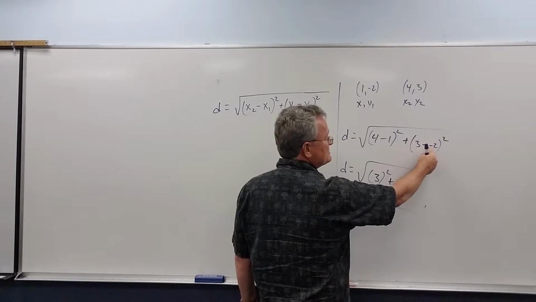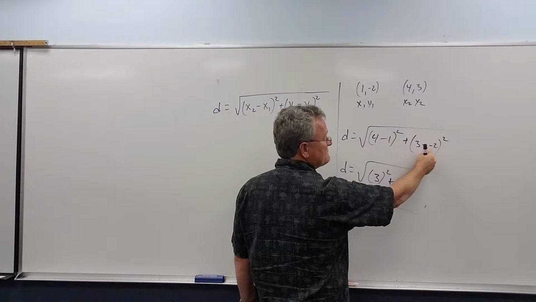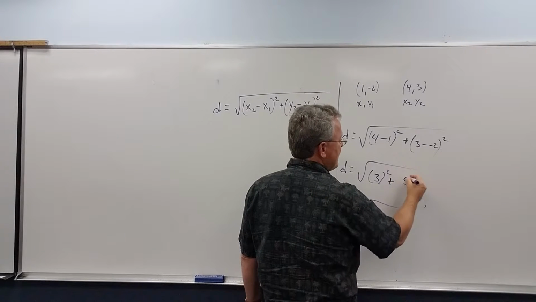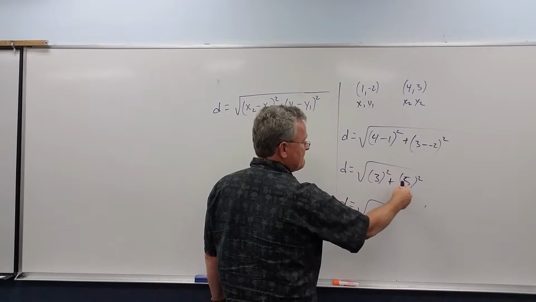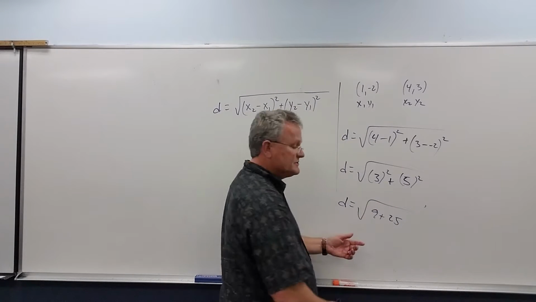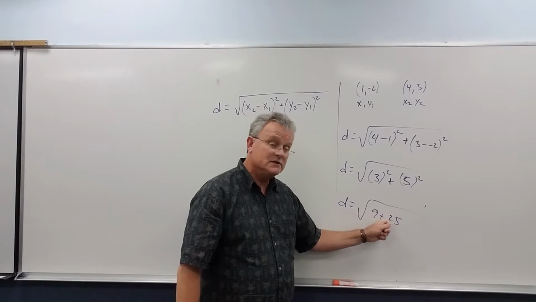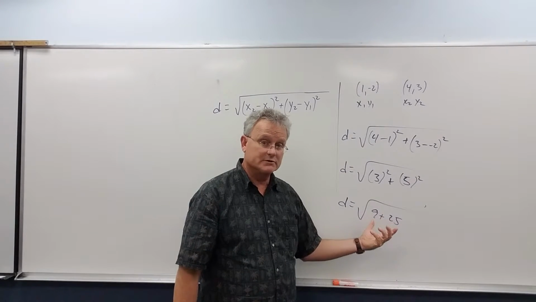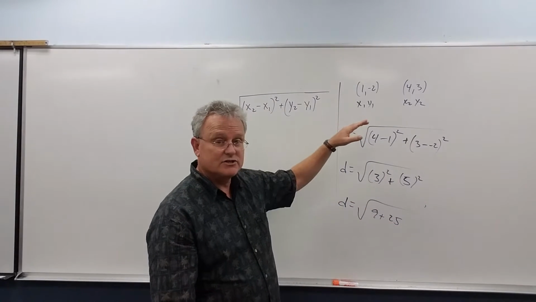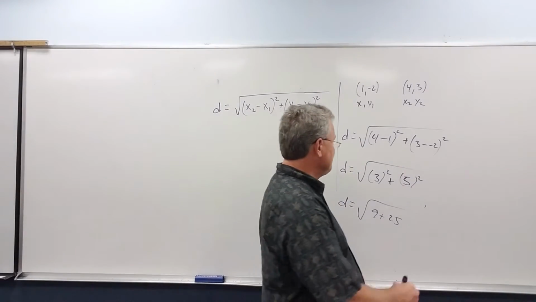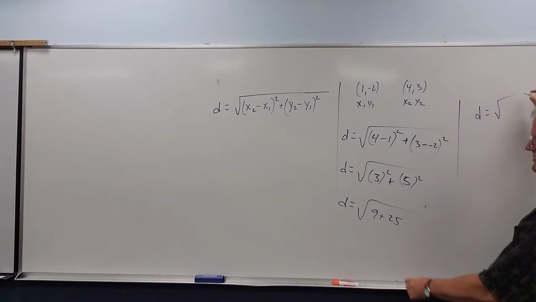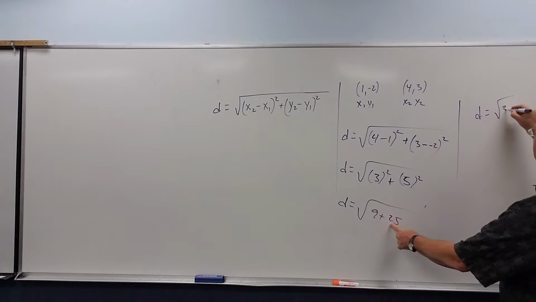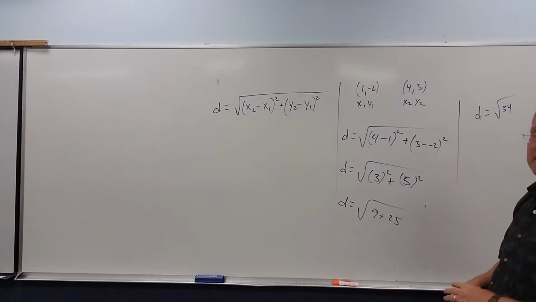3 minus negative 2 is 3 plus 2, which is 5. So then we get 5 squared. 3 squared is 9. 5 squared is 25. Now this is what I mean. At this point, these both better be positive numbers. If they're not, go back and check your work, because you must have done something wrong. Add these. We get the square root of 9 plus 25 is 34, and that's our answer.